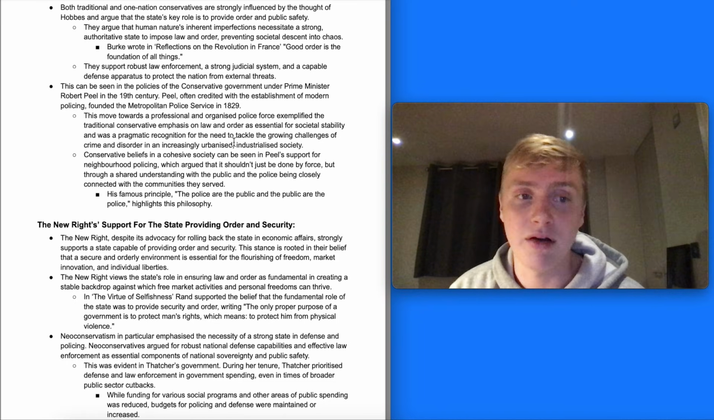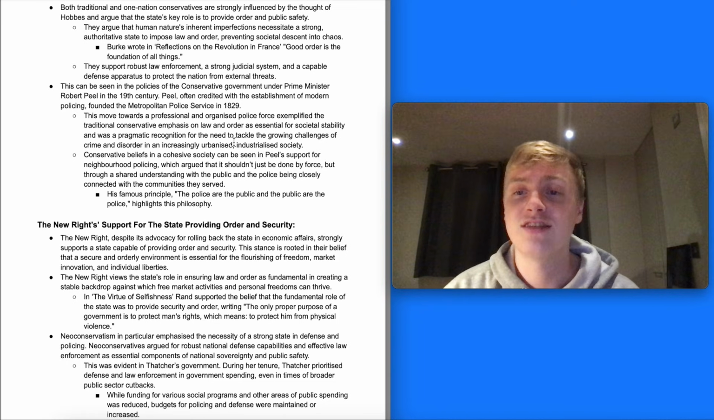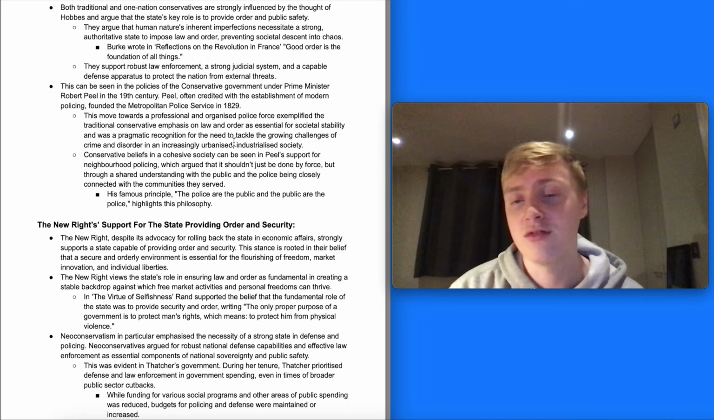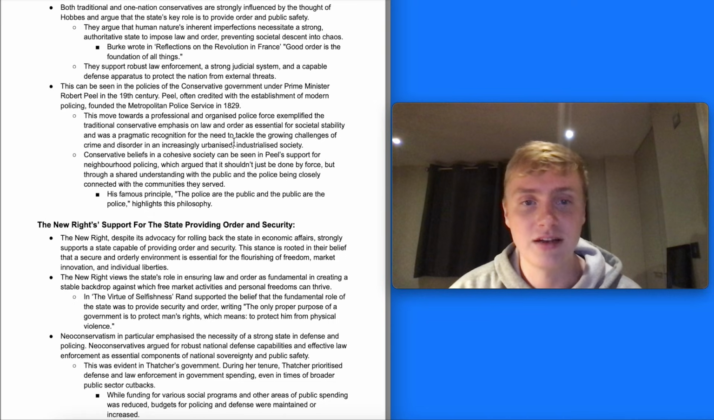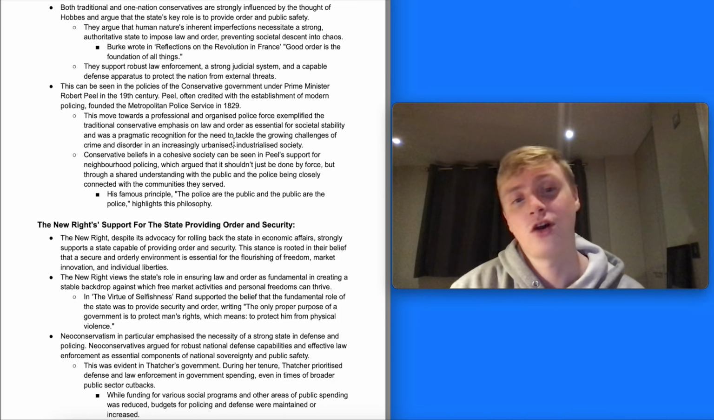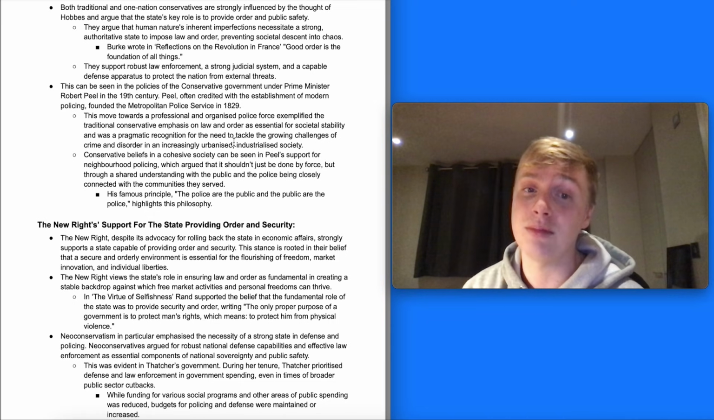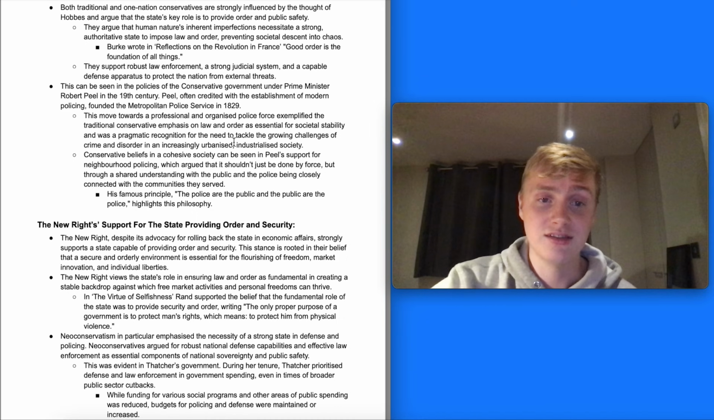It shouldn't just be done by force, but through a shared understanding and shared principles and the shared reflection of traditions and guidance, effectively. So one of Peel's famous principles is the police are the public and the public are the police.